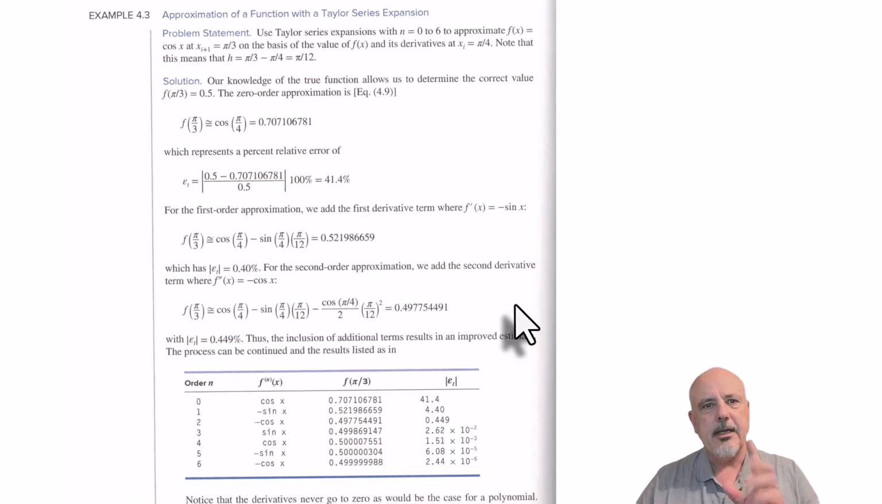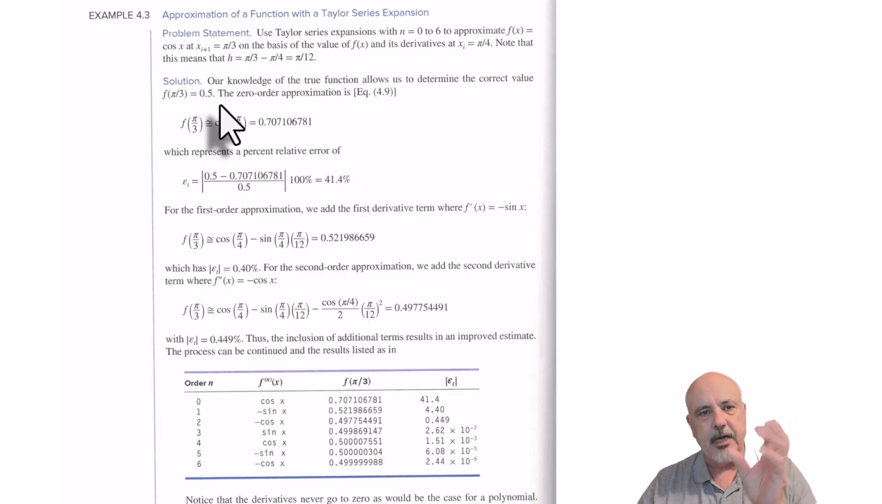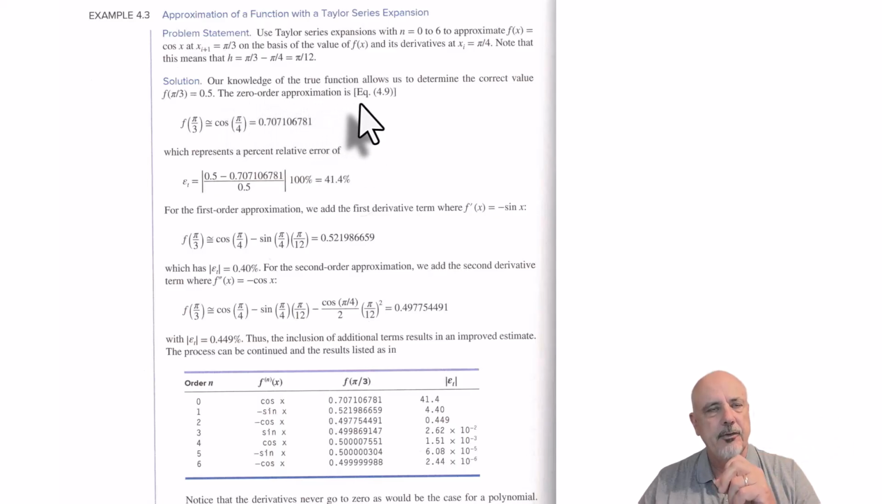Let's take a look at a really good example in the book where the function that they're relying on is cosine. The home position is pi over 4, so our x_i is pi over 4. Our h is pi over 12. So when we're trying to evaluate the next point, it's going to be pi over 4 plus pi over 12, which is pi over 3. And pi over 3, we know, the cosine of pi over 3 is 0.5.